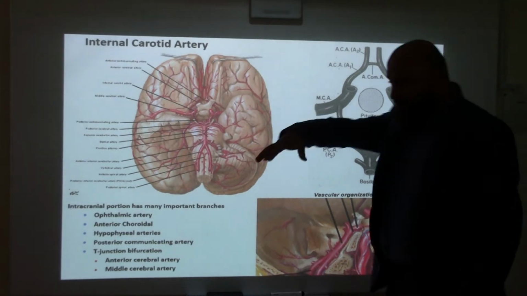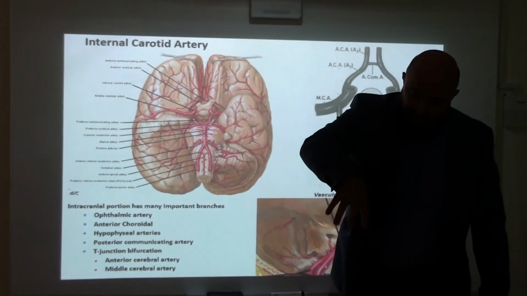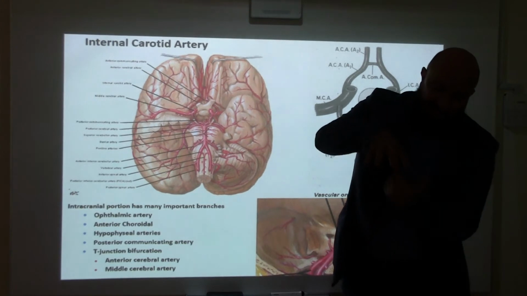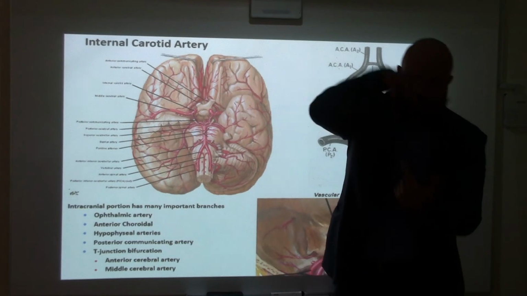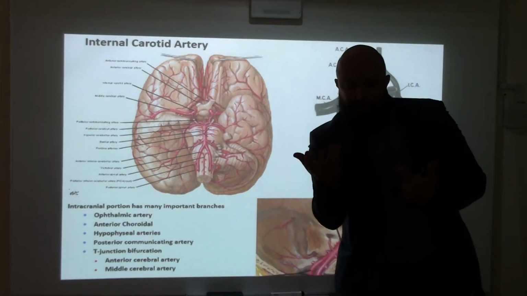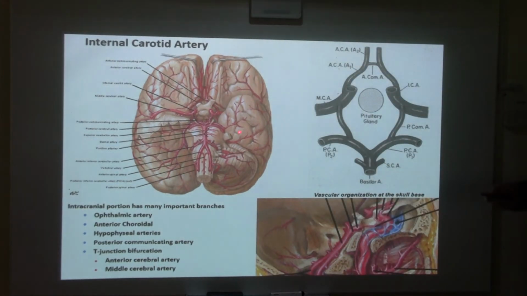What we did, the brain was sitting like this, and the internal carotid is coming like that, right? From the base. So what we did, we took the brain out, flipped it over, and this is the view that you will see. So this is the internal carotid artery. It will give us 3 major branches.